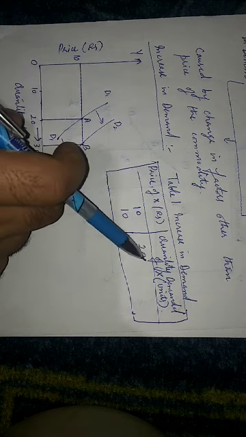Now, the price is same. That means price does not change. The quantity demanded increases from 20 units to 30 units. This is called increase in demand.